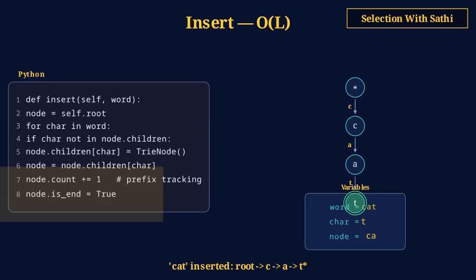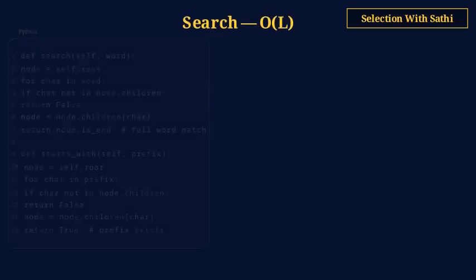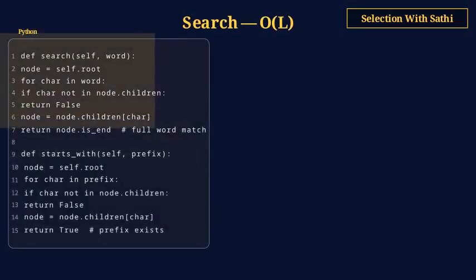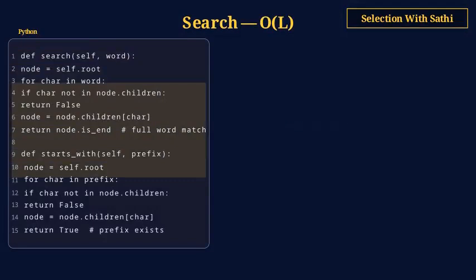The time complexity is O of L, where L is the length of the word. Each character requires at most one new node creation. Searching for a word is similar to insert but without creating nodes.